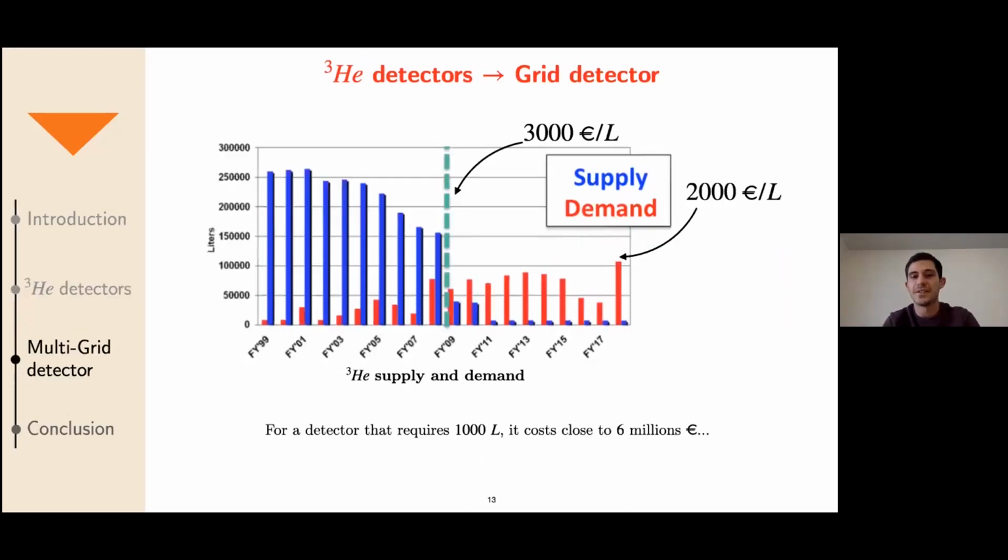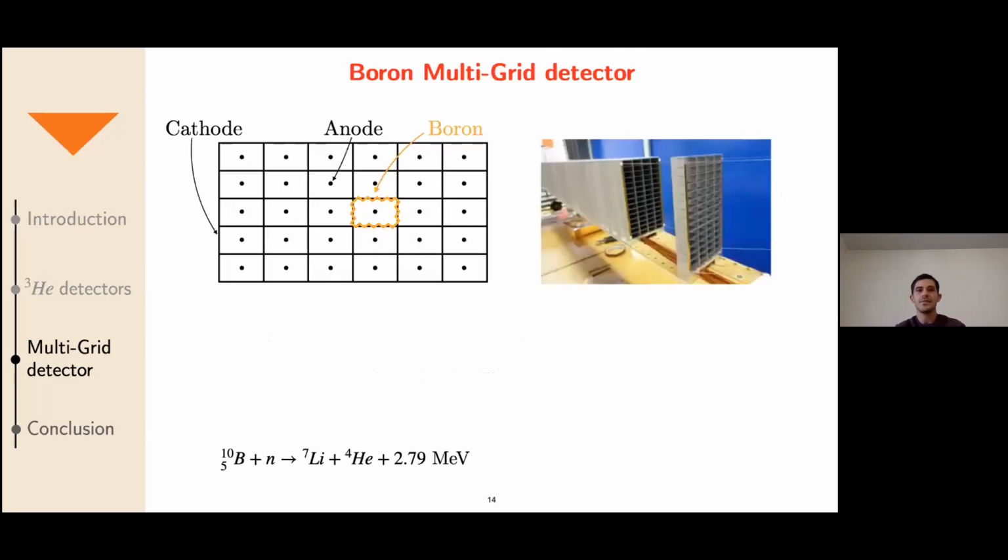But a helium-3 detector requires a large amount of helium-3. However, since the 2009 crisis, helium-3 has become very rare and very expensive. For example, a typical detector requires 1,000 liters of helium-3, which costs close to 6 million euros. And so a new detector was developed here at the ILL, a boron multi-grid detector, whose operation is very close to the helium-3 detector.